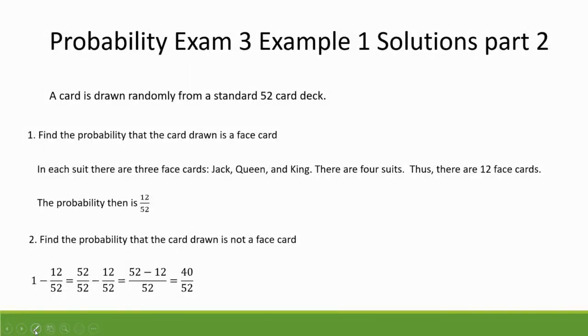Anyway, with probability here, you're drawing one card at random. Remember, all the cards are equally likely. That's what we're assuming. For face cards, what's a face card? Well, Jack, Queen, and King. That's just what a face card is by definition. Now, there are 4 suits in a standard deck of cards: hearts, diamonds, spades, and clubs. Each suit has these 3 face cards. So altogether, there are 12 face cards. So the probability then is 12 out of 52.